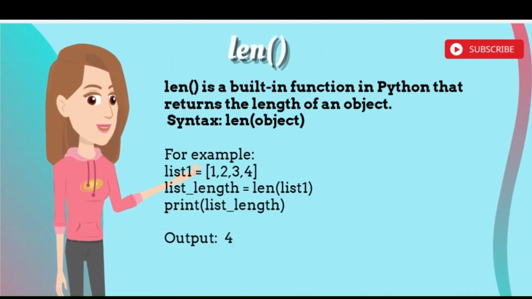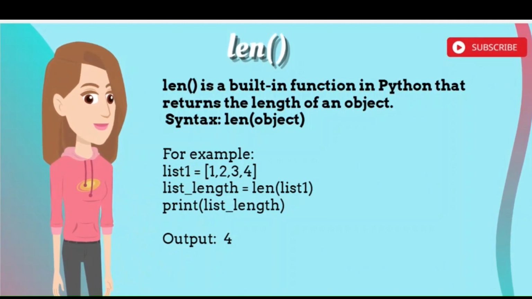Len is a built-in function in Python that returns the length of an object. Syntax: len(object). For example, list1 = [1, 2, 3, 4]. list_length = len(list1). Print list_length. Output: 4.